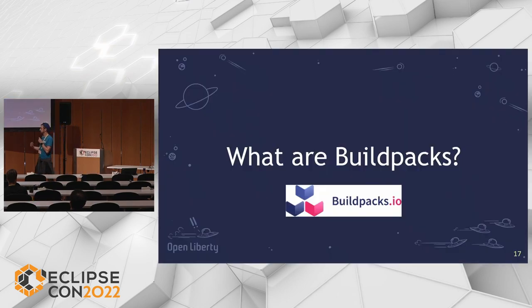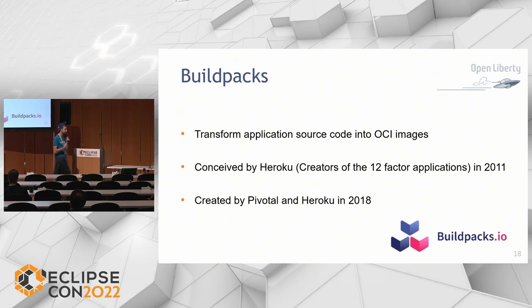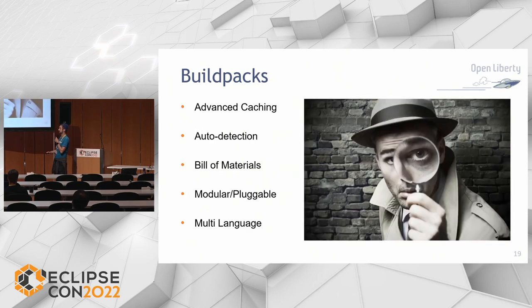So a little bit of talk about what buildpacks are. Buildpacks came from Cloud Foundry, and essentially they allow you to transform your source code into container images. Heroku, the guys who created the original 12 factors, actually created buildpacks originally. Pivotal and Heroku were creating this at the same time. They decided to merge their streams together because there was no point creating the same product twice. So together they created this and released it in 2018.